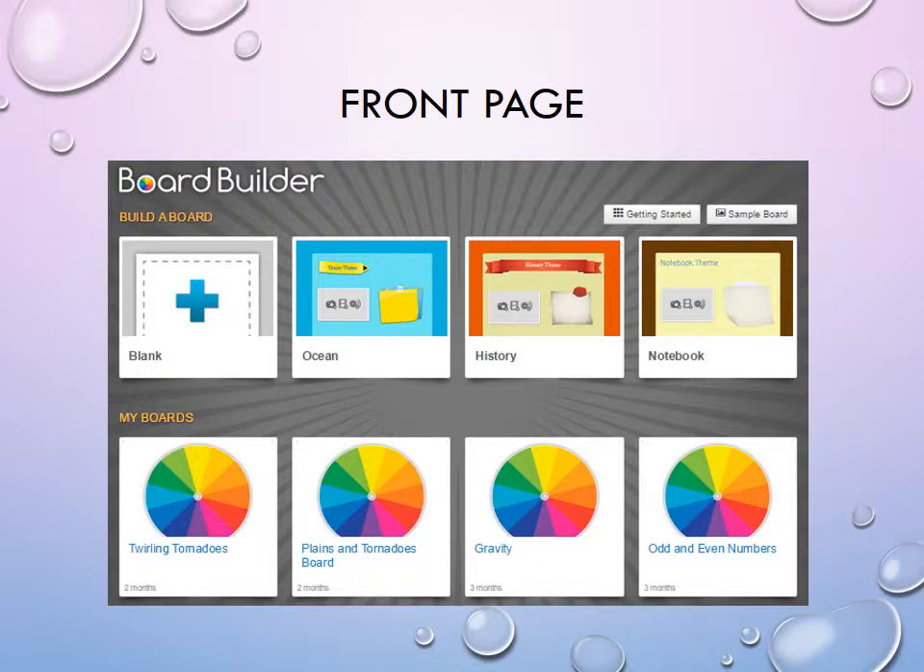On the front page of Board Builder, you will see two main sections, Build a Board and My Boards. Build a Board has multiple templates for you to use. My Boards is where your previously made boards are listed. The front page has a brief tutorial on how to get started with your board if you need assistance. There are sample boards available for teachers and students to see an example of a finished board.